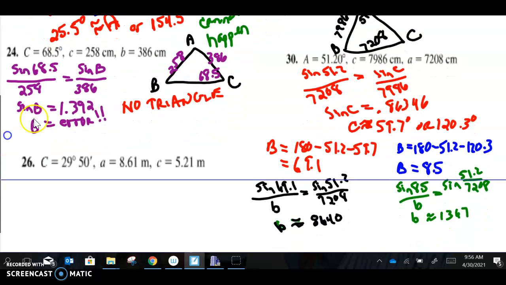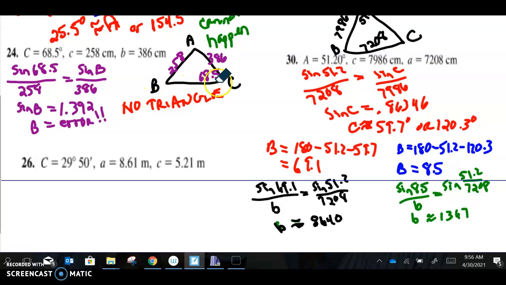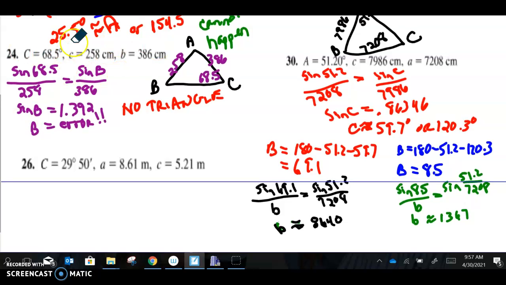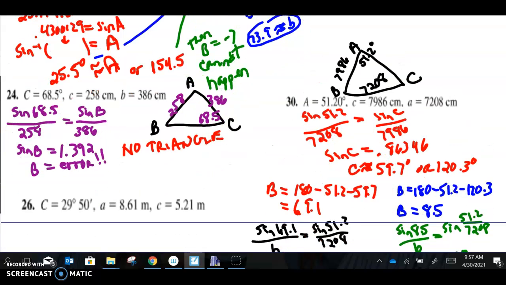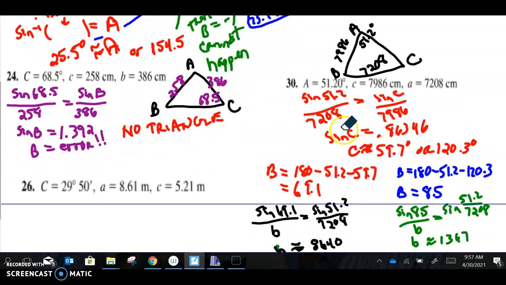Okay, so anyway, we go along here. We take sine of 68.5 over 258 equals sine of B over that. I go along. I do inverse sine, and it's a big error. I can't take sine of what equals something over 1? The range of sine is between -1 and 1. No. So then when there's no triangle, my calculator just tells me it's an error. This can't happen. This situation here is not going to make a triangle. Oh, and then so number 30 is the third type that happens.